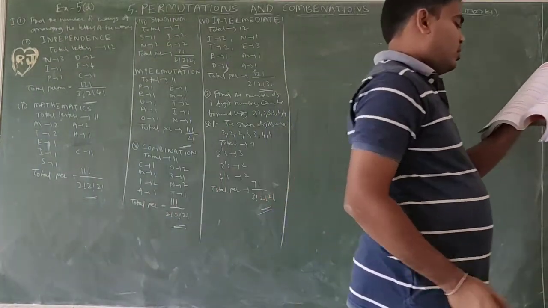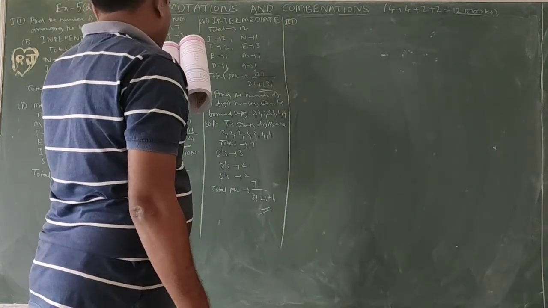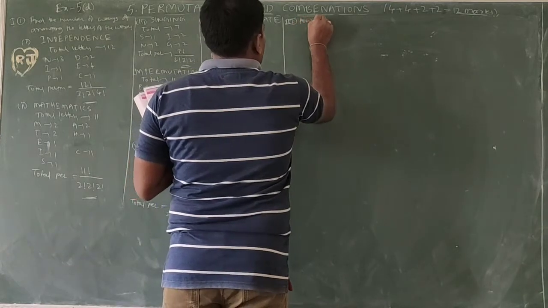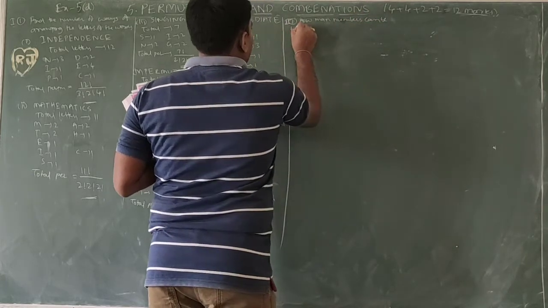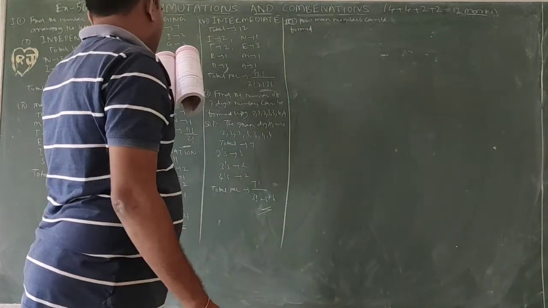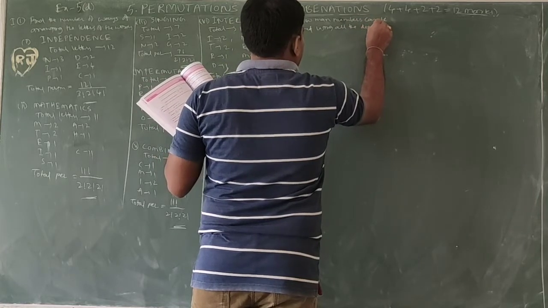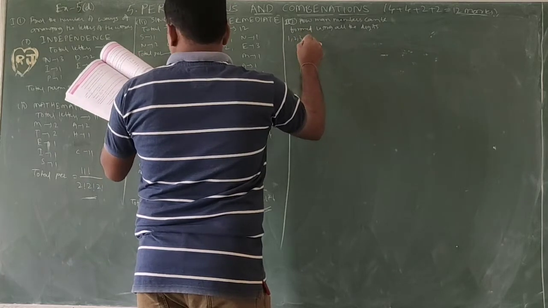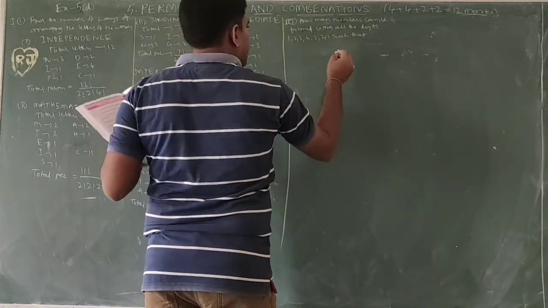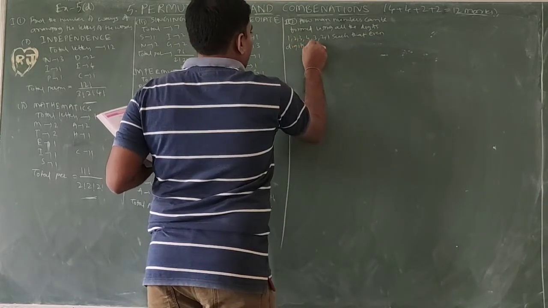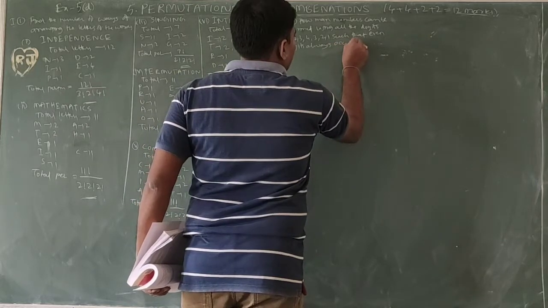Okay, now the second one we will do. How many numbers can be found using all the digits 1 2 3 4 3 2 1 such that even digits always occupy even places?